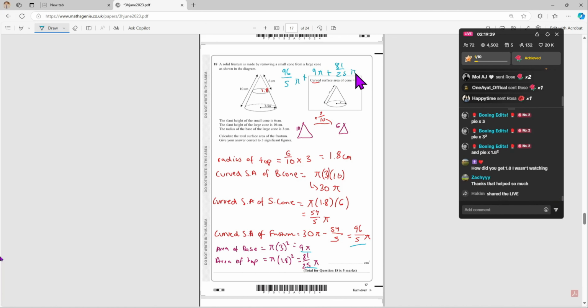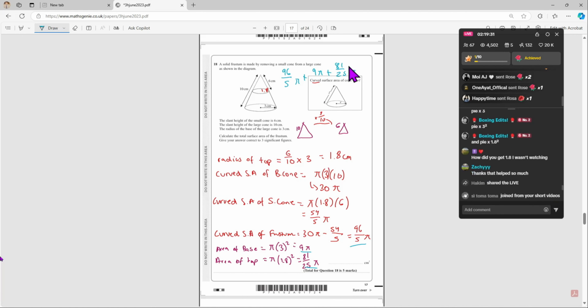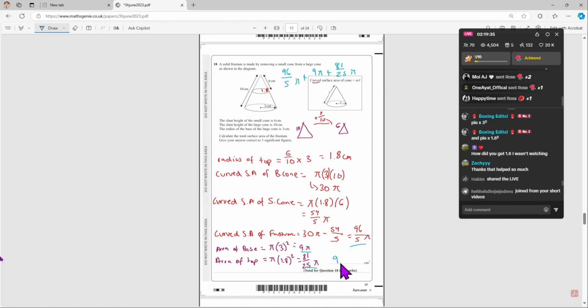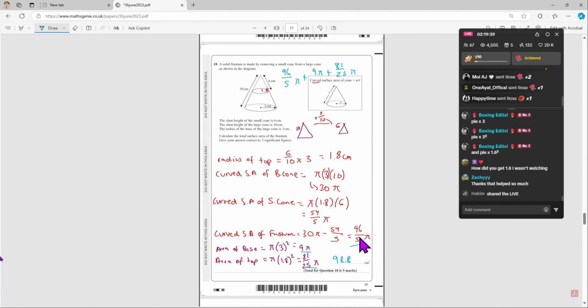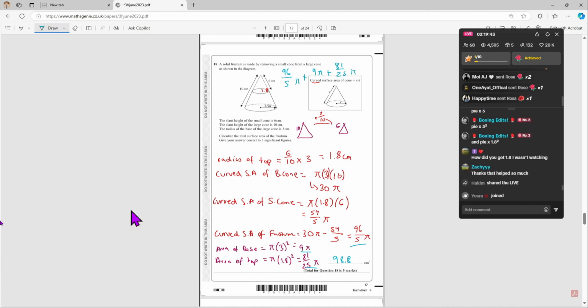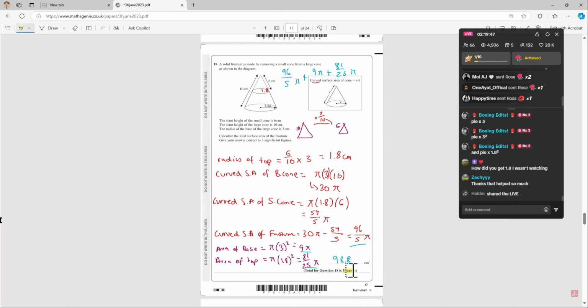And then you put this into a calculator, and you're going to get 98.8 to 3 significant figures, so 98.8 centimeters squared, okay? This was a long question, but I hope you understand how to do it. So you will just work out the area of the frustum, then the area of the base, and then the area of the top.